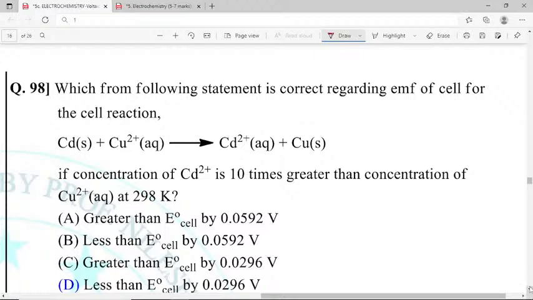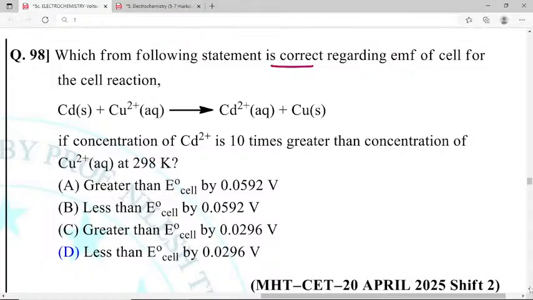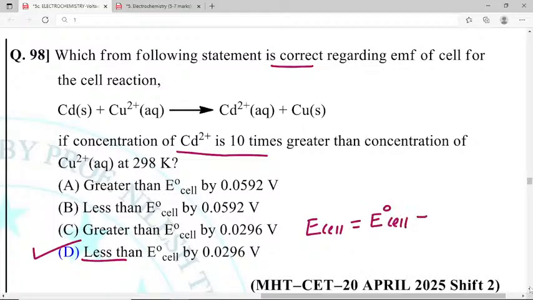Which from the following statements is correct regarding the EMF of the cell for the following reaction? If the concentration of Cd2 plus is 10 times greater than the concentration of copper, then obviously it decreases. So E cell is equal to E naught cell minus 0.0592 divided by 2.